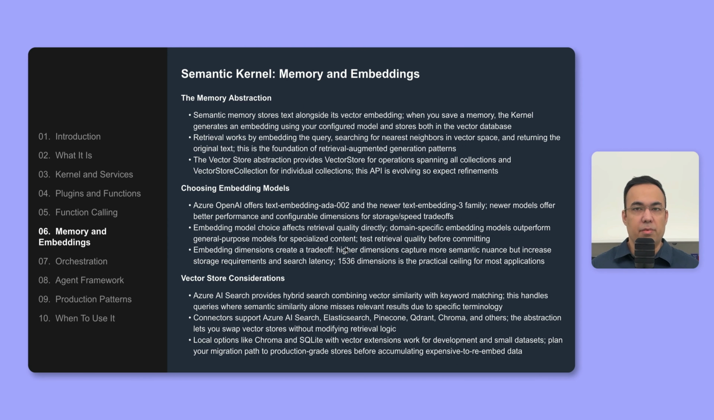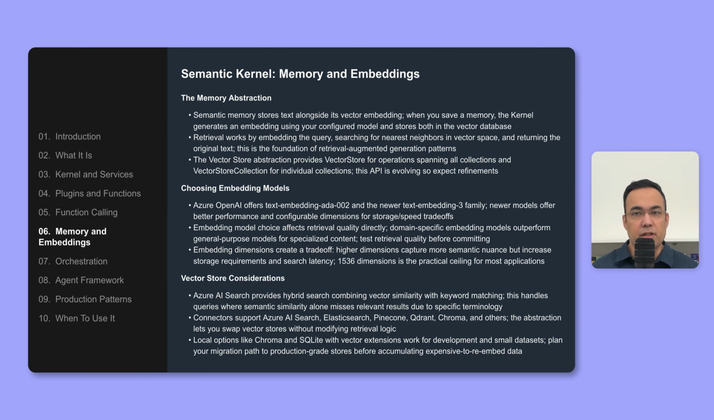Now let's talk about memory and embeddings, which is how our AI system retains and retrieves information. Semantic memory in Semantic Kernel stores text alongside its vector embedding. When you save a memory, the kernel generates an embedding using your configured embedding model and stores both the original text and the vector in your database. Retrieval works by embedding the query, searching for nearest neighbors in vector space, and returning the original text that corresponds to those vectors. This is the foundation of retrieval augmented generation patterns.